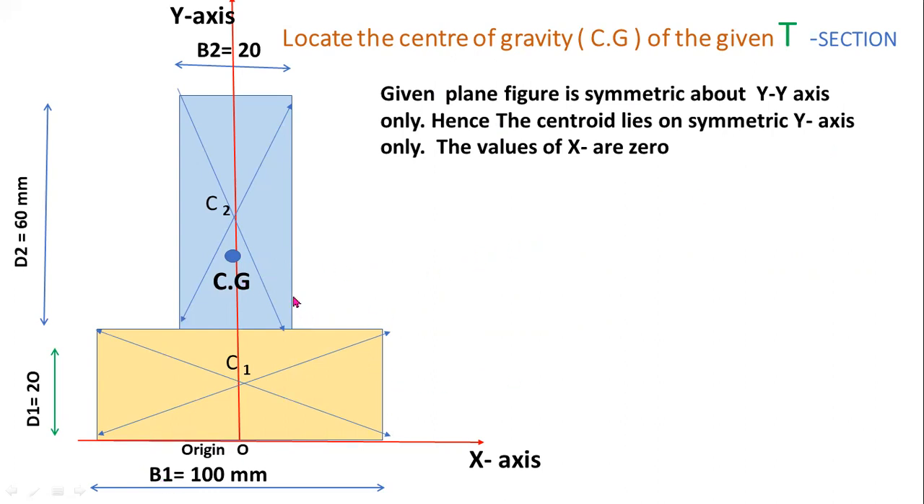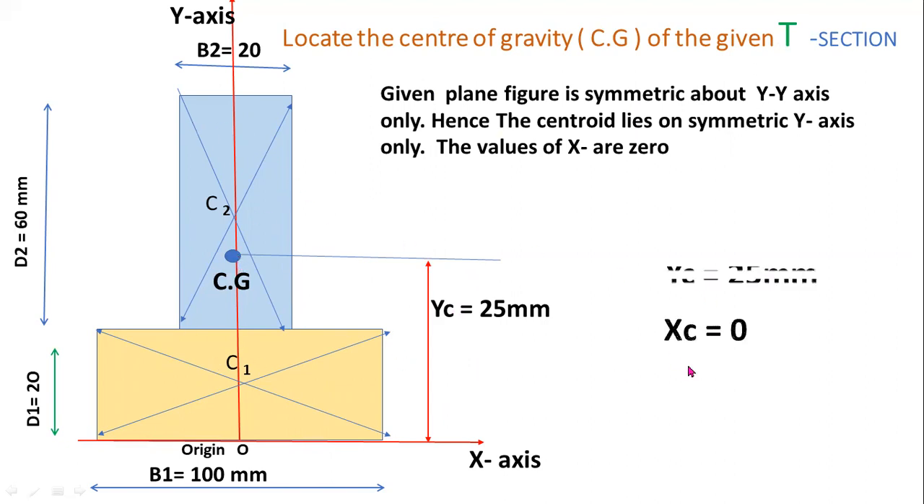Centroid or center of gravity is a point at which the whole area of the body is assumed to be concentrated. Already we know that yc, the distance of centroid from the x-axis, equal to 25 mm. This is the position of centroid for the inverted T section. Here xc equal to 0 because this centroid lies on the y-axis, therefore x value is 0.